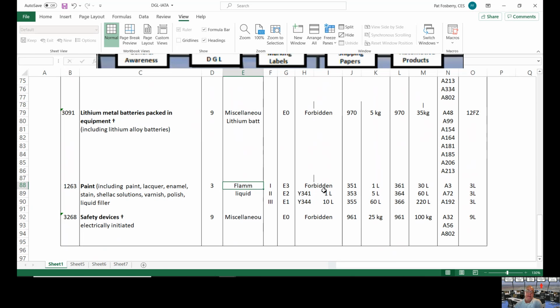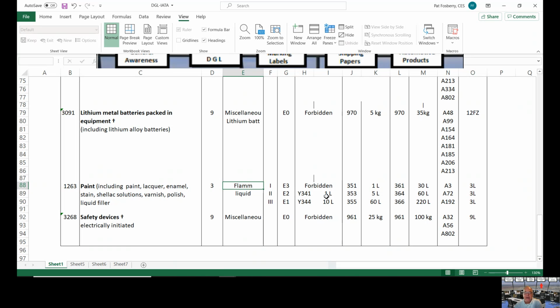So if we've got a packing group 1 paint, it's forbidden to be shipped as a limited quantity. Then you get into packing group 2, and this is where it gets a little bit interesting, the inner packaging of what you can ship on here. A liter is a small container. I always think of varnishes, they're more flammable than just regular paint that you would paint your house with. That could be an oil-based paint.